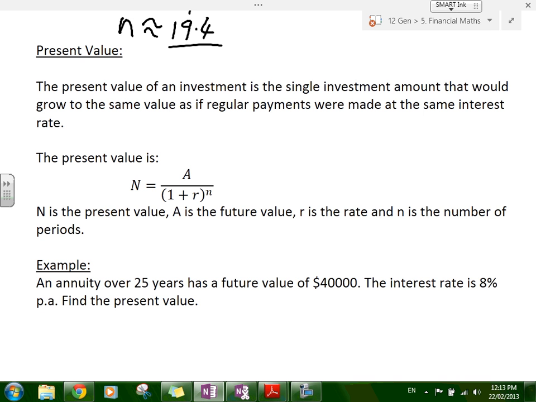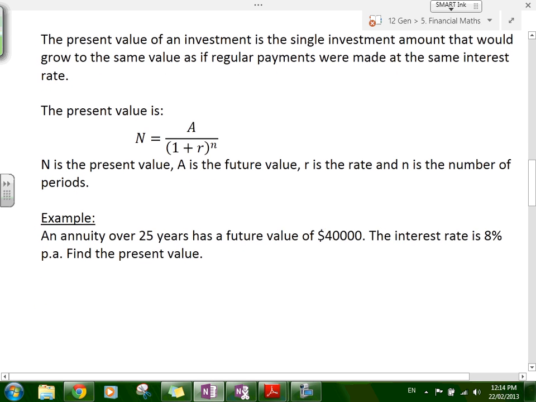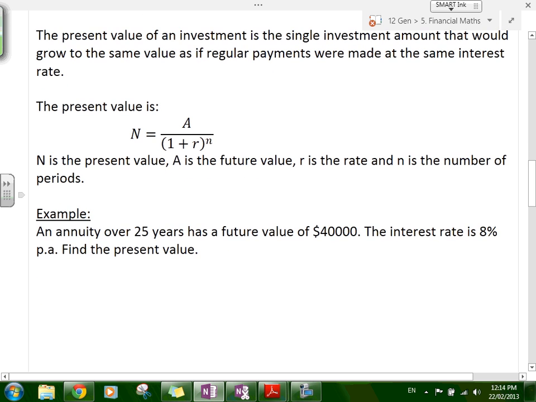Right, that's the present value formula. n is the number of periods, N is the present value, A is the future value. Okay? Making sense? And if you think about it, this is actually the compound interest formula for N, where you divided both sides by 1 plus r to the power of n. Okay, don't worry too much about that. So we're going to just do a couple of examples. So writing down this present value: N equals A over 1 plus r to the power of n. Okay?